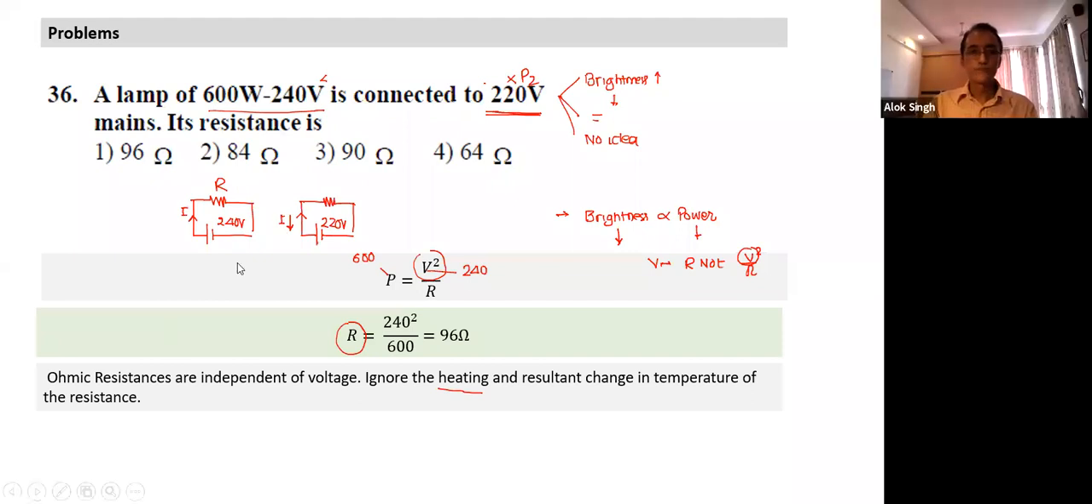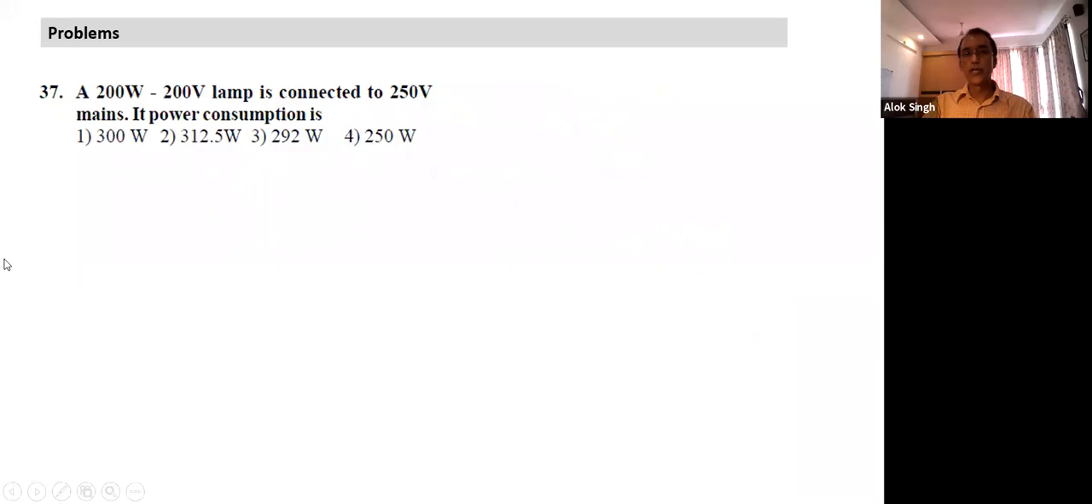Okay, let's go to the next one. And this is what bulb it is. The bulb is supposed to be used at 200 volts. What happens if we connect to 250 volts? What would its power consumption be? Will the power consumption remain the same? Can we calculate its power consumption?